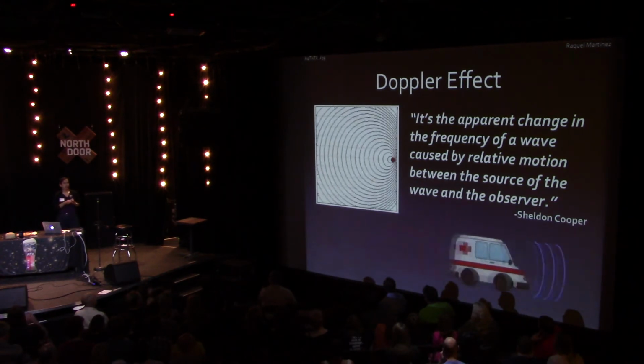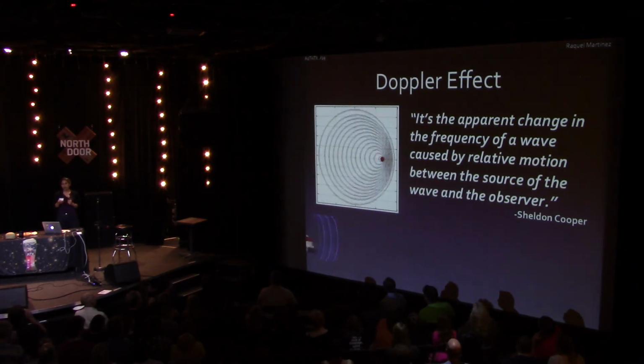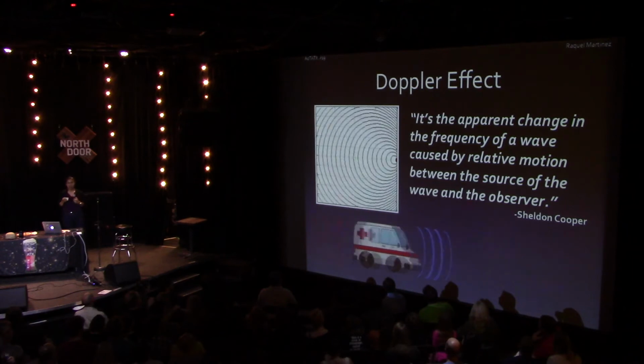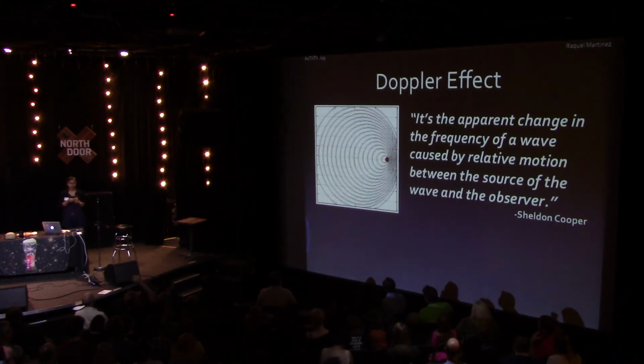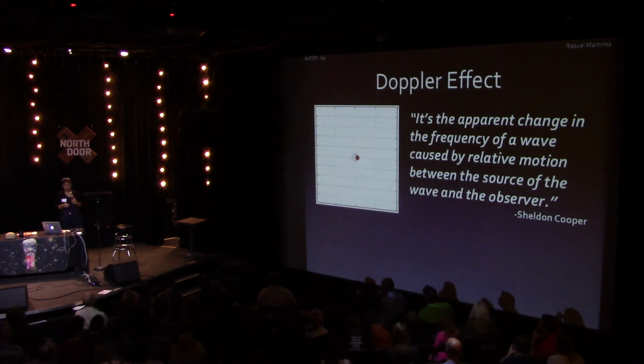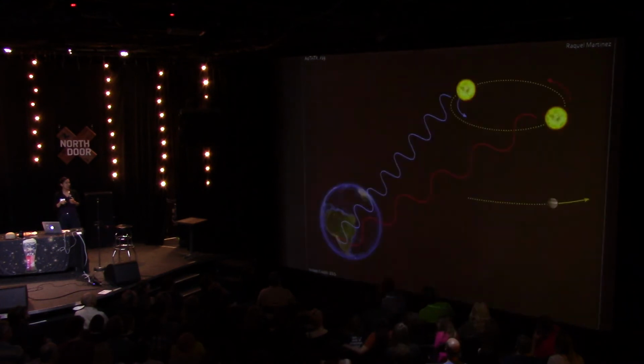And so as the siren comes towards us, the sound waves are compressed into a smaller distance, and our ears perceive that as a higher frequency or a higher pitch. As the siren goes away from us, the sound waves are over a larger distance, and so we perceive that as a lower pitch.